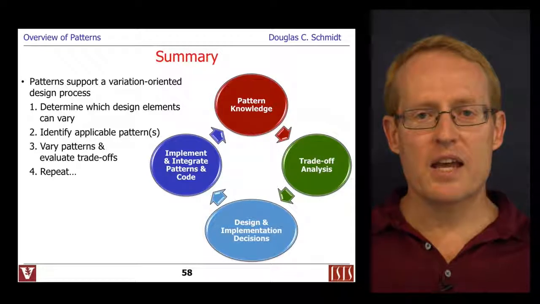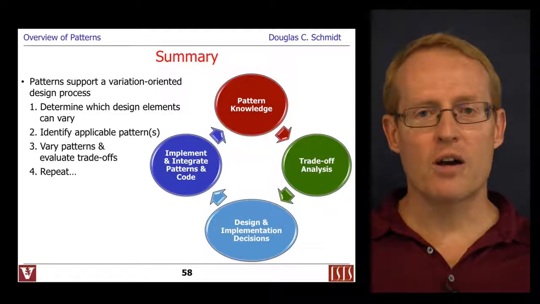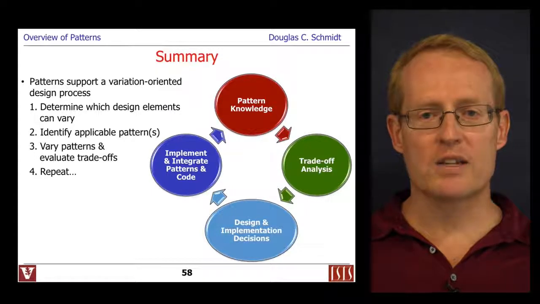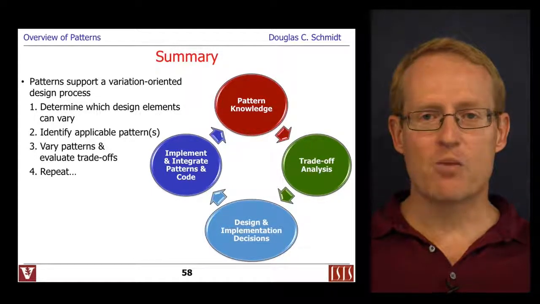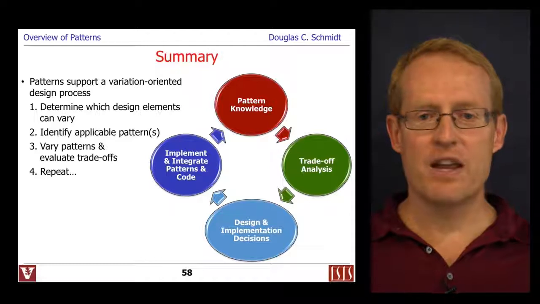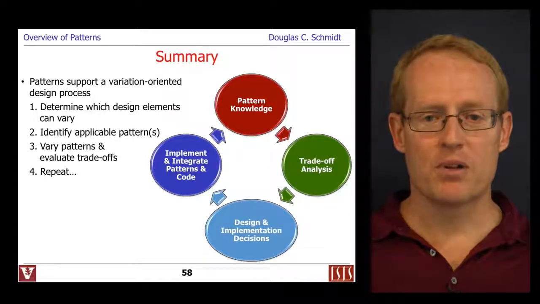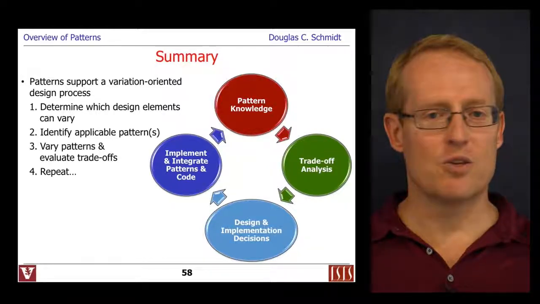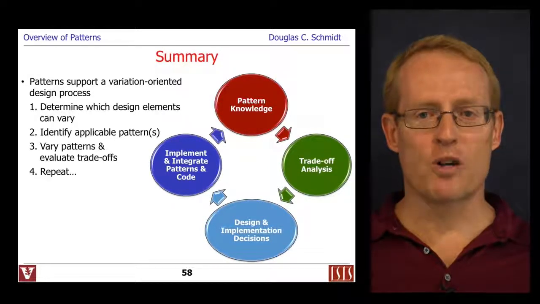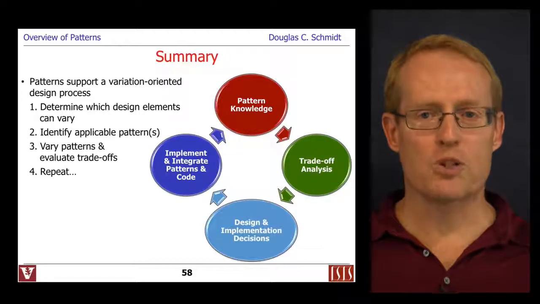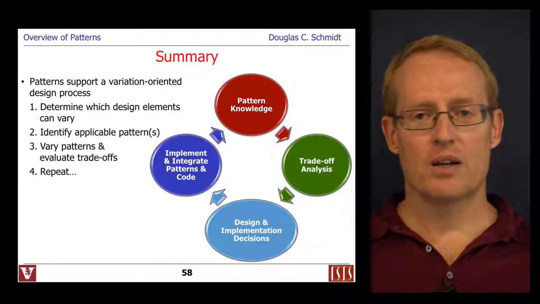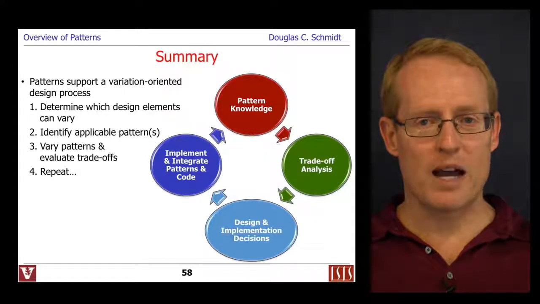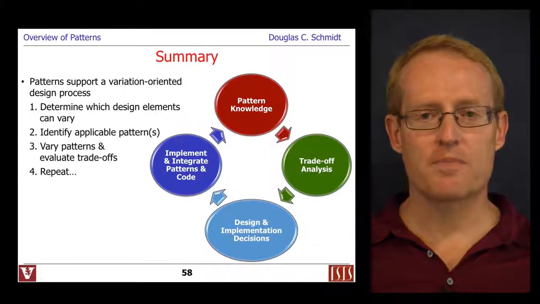So to summarize the third and final part of this module, patterns support variation-oriented design, where you can figure out what elements of your design can vary. You can identify the applicable patterns. You can vary the patterns and evaluate the trade-offs. And you repeat this, of course, as you get more experience and as you work on other parts of your code. Oftentimes, you would repeat and apply these things hierarchically through different parts, either from a top-down or a bottom-up or a middle-out sort of way.